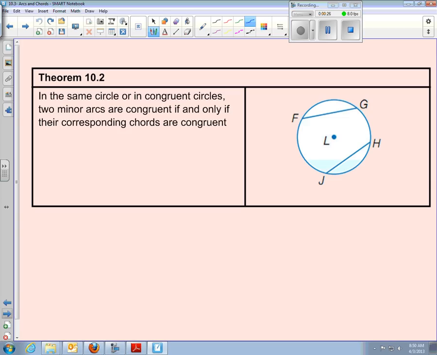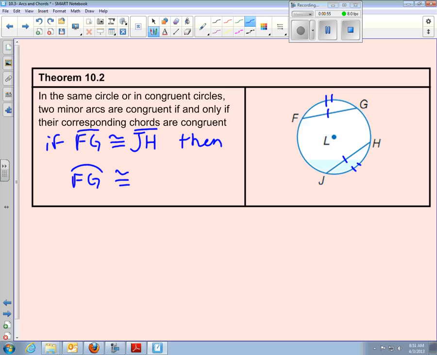So let's go ahead and jump right in with a theorem. It says, in the same circle or in congruent circles, two minor arcs are congruent if and only if their corresponding chords are congruent. So if FG is congruent to JH, so these are chords, then the arcs are congruent. Then arc FG is congruent to arc JH. And we can go reverse. If the arcs are congruent, then the chords are going to be congruent.